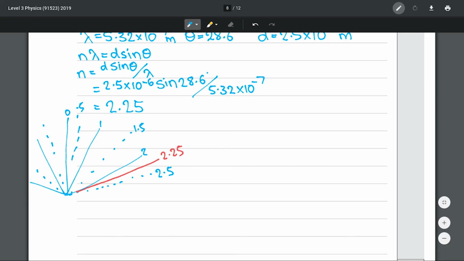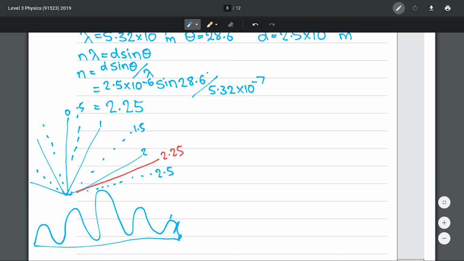Now to view that in another way, say we had a screen set up and we were to plot the amplitude of the light hitting the screen, for a double slit pattern it would look something like this. Where our 2.25, if it was say halfway in between 2 antinodal line and 2.5 nodal, so halfway between these two, it would be about here, and we'd be seeing a point that would have something like half brightness.